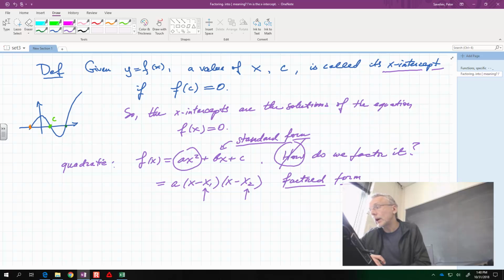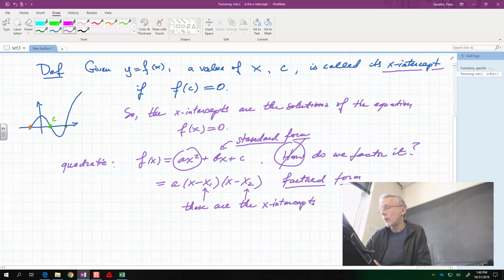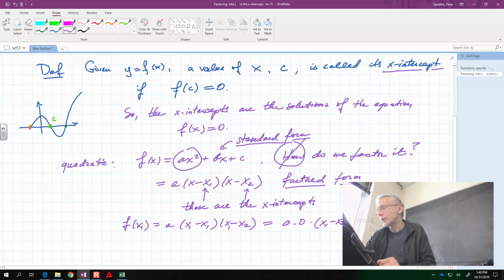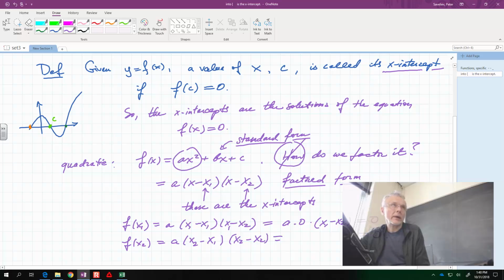What's the meaning of x1, x2? No, they are x-intercepts. These are the x-intercepts. Well, the definition right there, if I plug in x1 into f, what do I get? I get a times x1 minus x1 times x1 minus x2. So a times 0 times x1 minus x2, and it certainly is equal to 0. f of x2, once again, a times x2 minus x1 times x2 minus x2. So also 0 in the same manner.